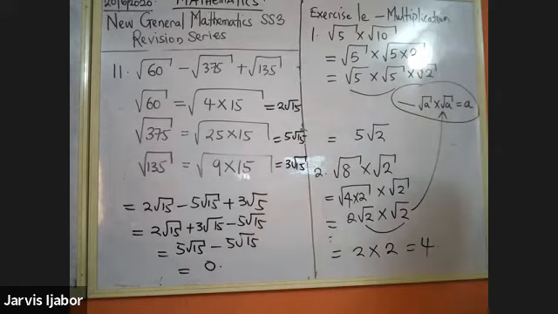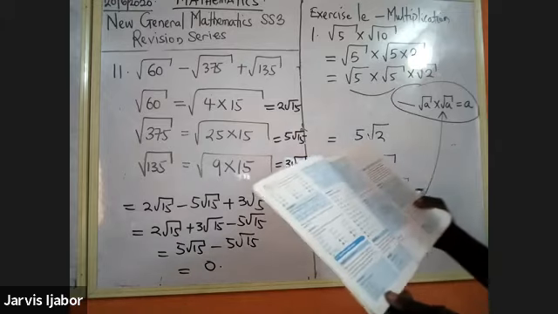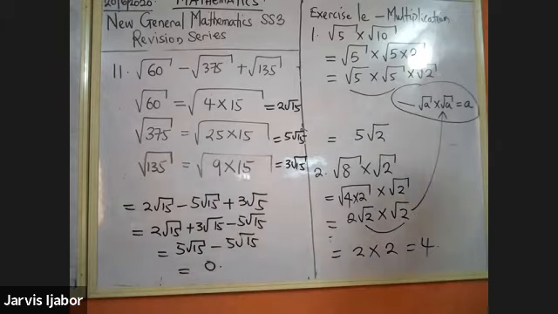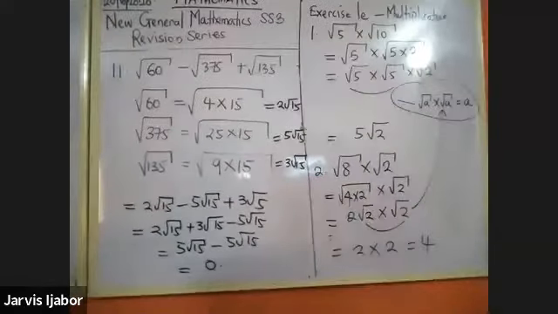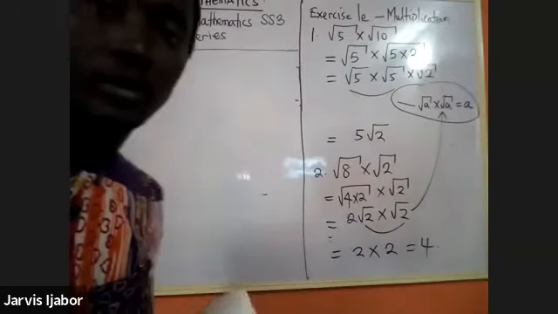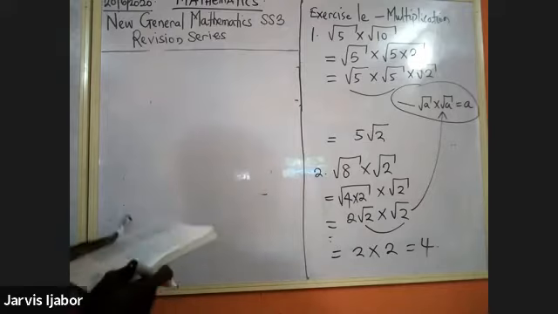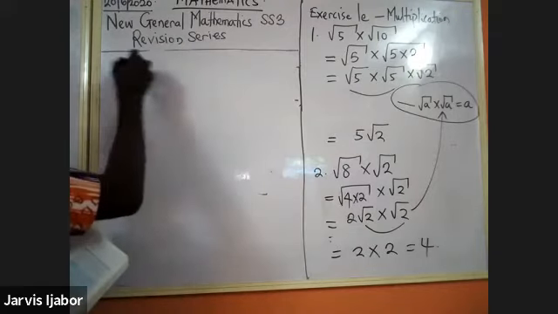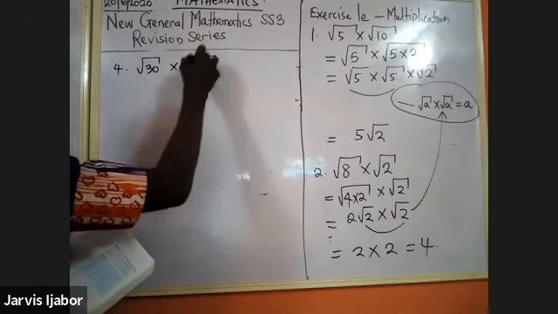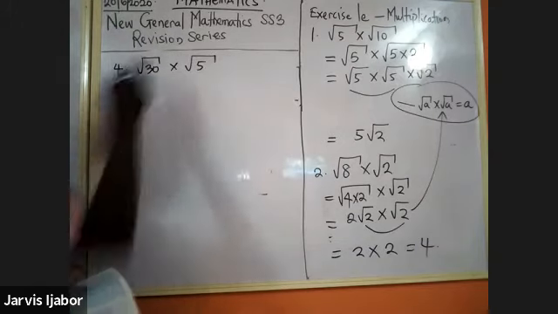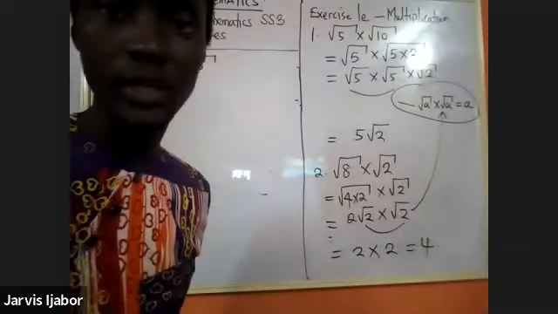Right? So let everybody do question 4 for me. Let's solve question 4. Let's try out question 4. Question 4, the square root of 30 times the square root of 5. Now the first thing, you discover that for this number, you can't break it to a perfect square. It's like there's a question, let me see.